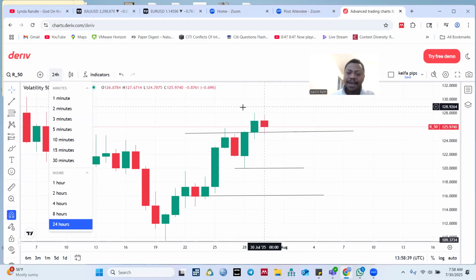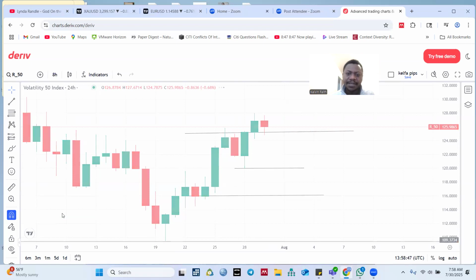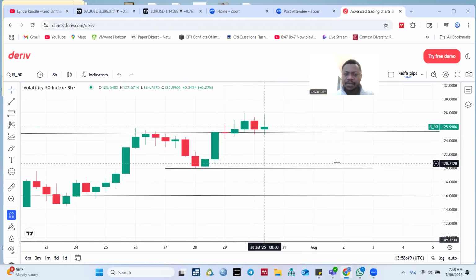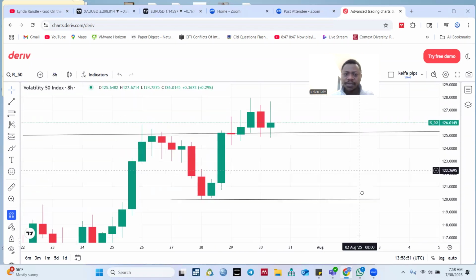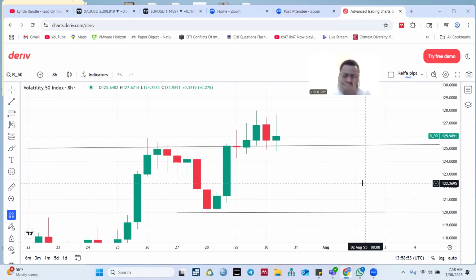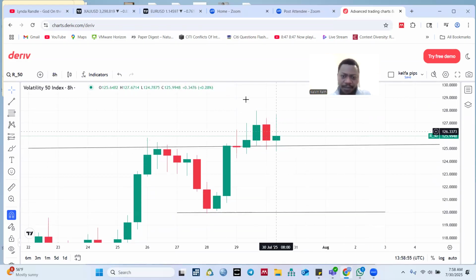That is, if we find confirmation that we should be going bearish. But what I would do personally first is to check the 8 hours. To check the 8 hours, we should also see a swing high being formed on the 8 hours.